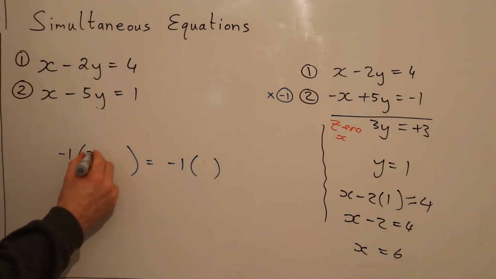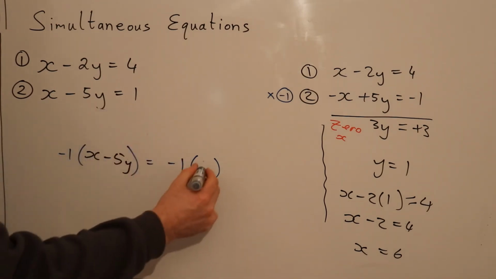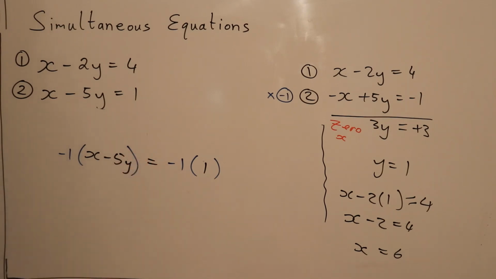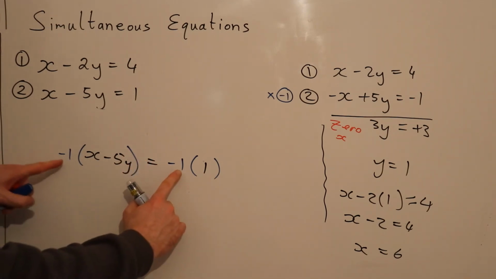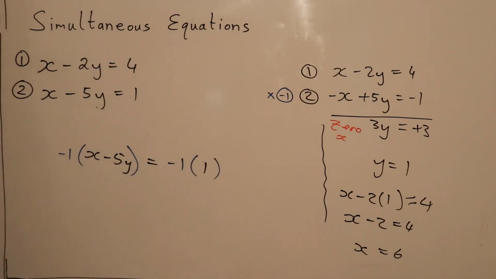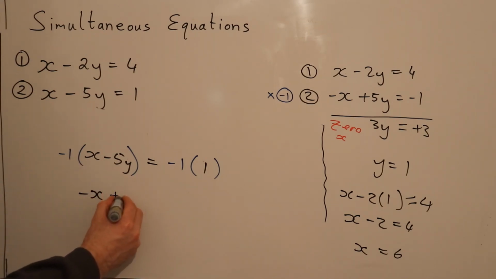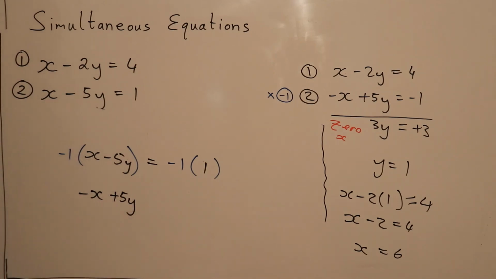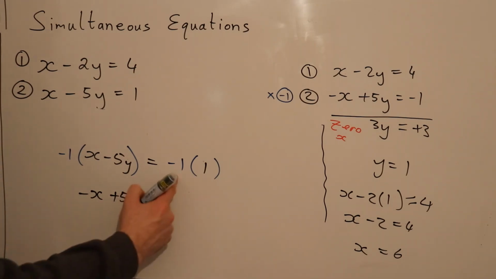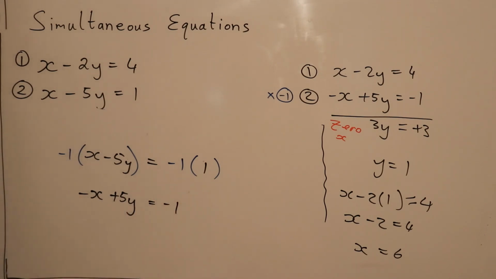Our equation was x minus 5y is equal to 1. So what have we done to both sides? We have multiplied both sides by minus 1. And we do this just because it's going to make our life easier. It's going to give us the plus 1x and the minus 1x, which is going to give us 0x. So minus 1 by plus 1x is minus x, and minus 1 by minus 5y is plus 5y. It's very important we know our signs for multiplication. Minus 1 by plus 1 is minus 1.